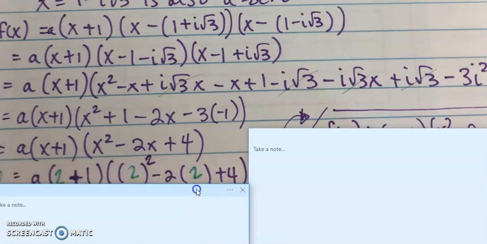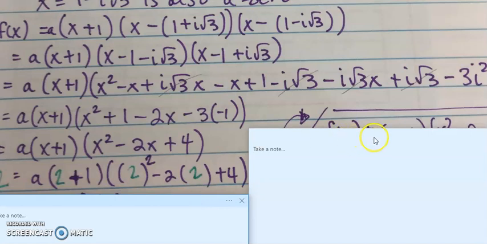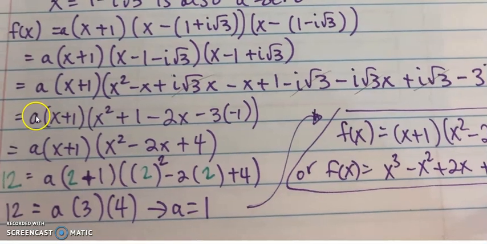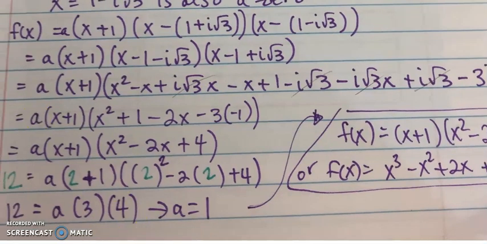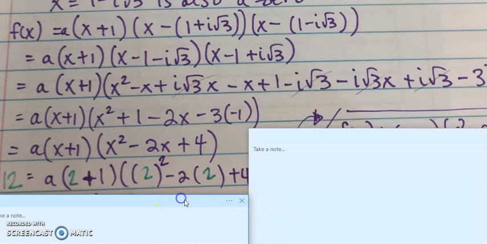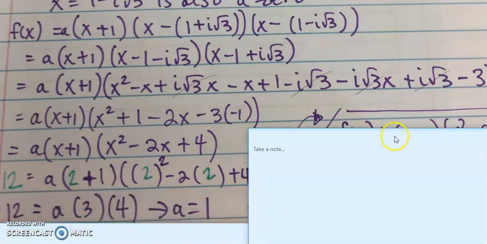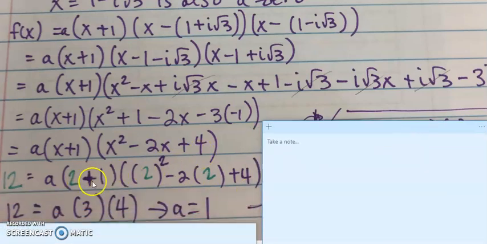Now if I FOIL this, oh, nope, it does not seem I need to FOIL it. I actually go ahead and plug in the 2 right now along with the 12. And so when I do that, I go to solve for my a after following my PEMDAS. So here we've got 2 plus 1, which becomes 3, 2 squared, which is 4, minus 4, which is 0, plus 4, which is 4. So we have 4 times 3 times a, which is going to give me 12a equals 12, which means that a is equal to 1.